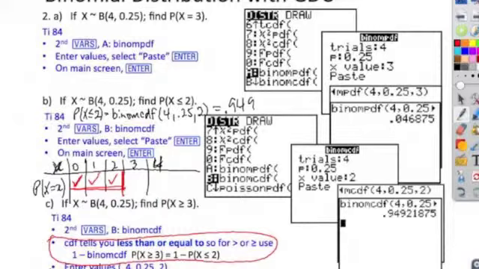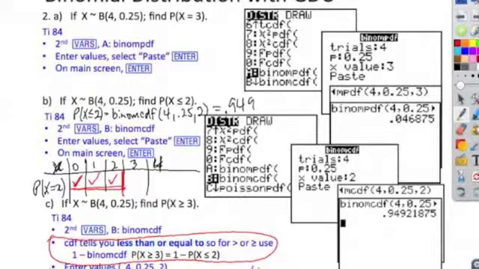So the way that calculation would look would be the probability that x is greater than or equal to 3. It's written right above. I'll just write it here. It is 1 minus binom CDF. And again, the entry will be 4, the number of trials, and the probability of success is 0.25.